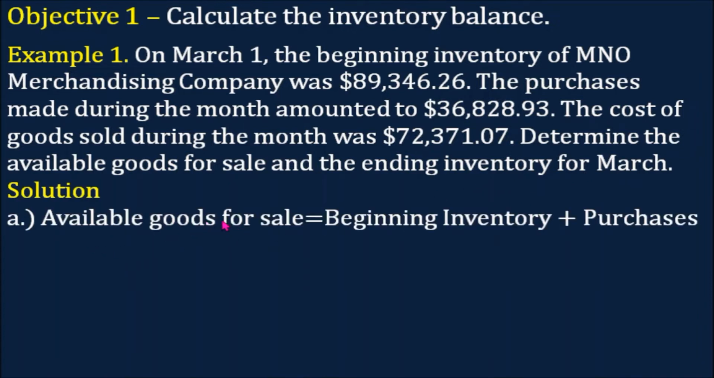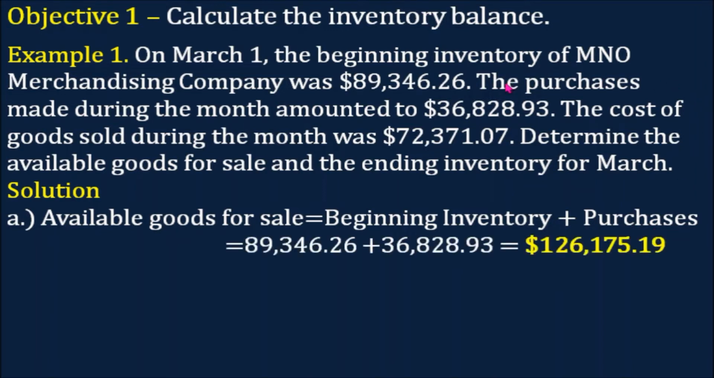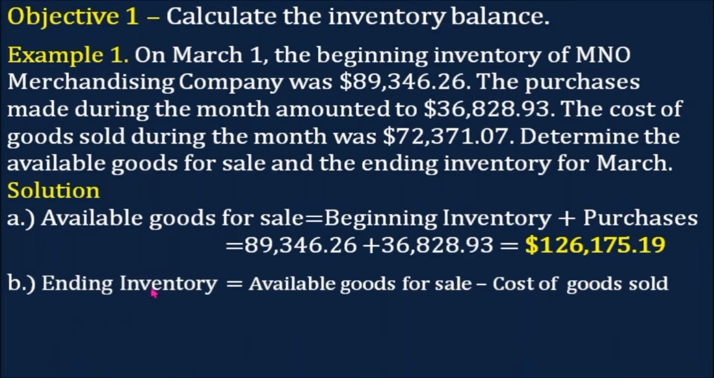For the available goods for sale, it's equal to the beginning inventory plus the purchases. So we have here the beginning inventory, 89,346.26, and the purchases is 36,828.93. So the sum of these two amounts is $126,175.19.